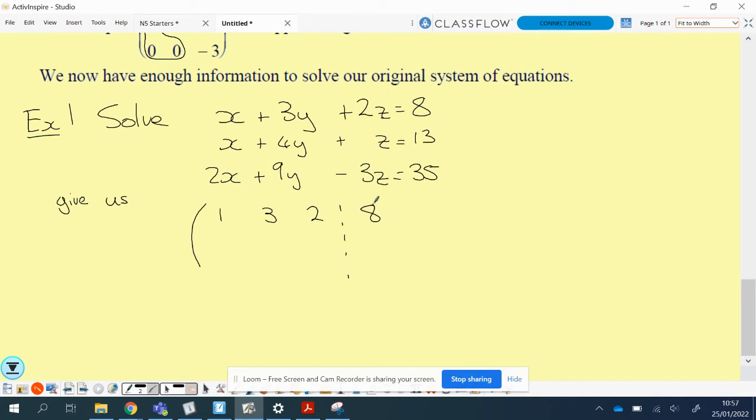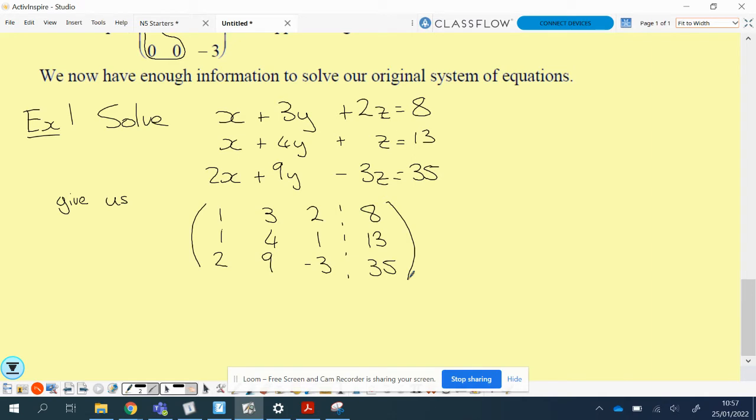Our second equation, that was 1x with 4y's and 1z, and that gave me a solution of 13. And lastly, we had 2x's, 9y's, and minus 3 lots of z is 35. Okay, so I've got that there. So that's my matrix set up.